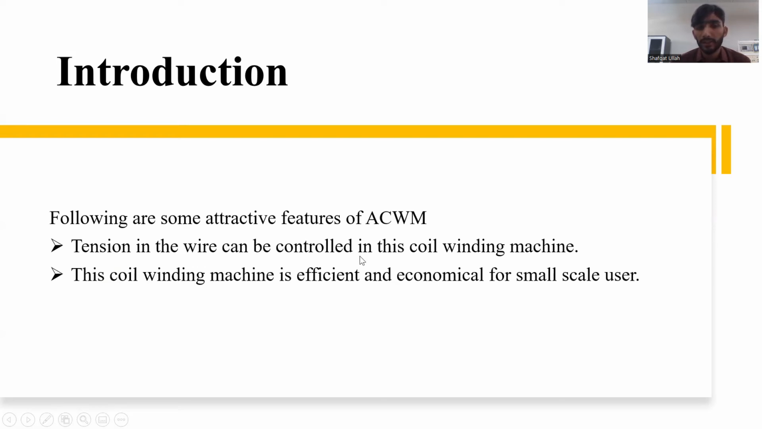The tension in the wire can be controlled by using this coil winding machine. Tension is a basic part which plays a major role in coil winding. If the tension is not fully controlled, then there will be no efficiency, and this will cause some damage. This coil winding machine is also efficient and economical for small scale users. It has less cost than other coil winding machines.